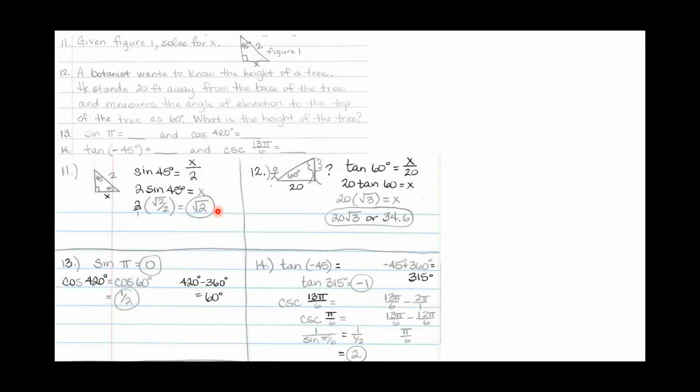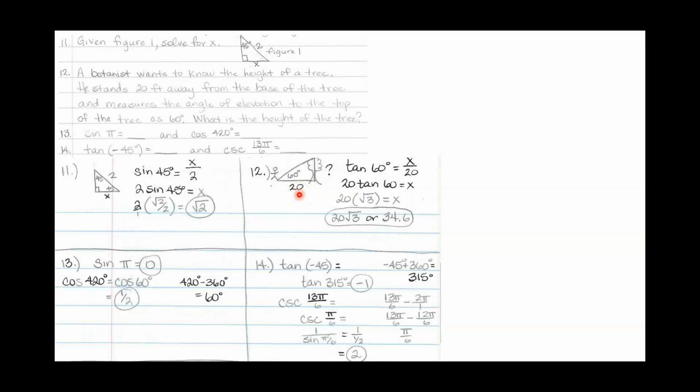All right, then 12 says a botanist wants to know the height of a tree. So he stands 20 feet away from the base of the tree, and he measures the angle of elevation to the top of the tree as 60 degrees. So what is the height of the tree? All right, so we're looking for this unknown over here. That is opposite of our angle, and we know what's adjacent to our angle. So which trig function uses opposite and adjacent? Tangent. So tangent of 60 would be opposite x over adjacent 20.